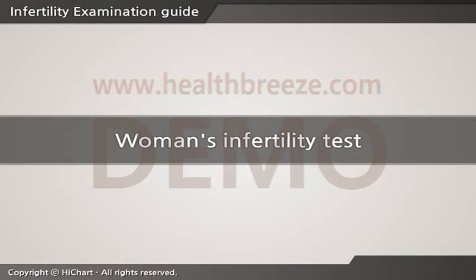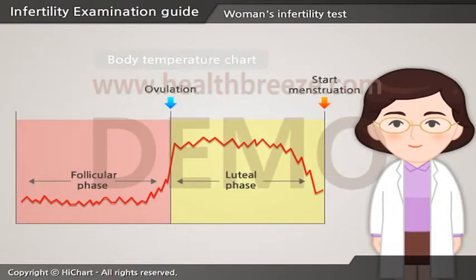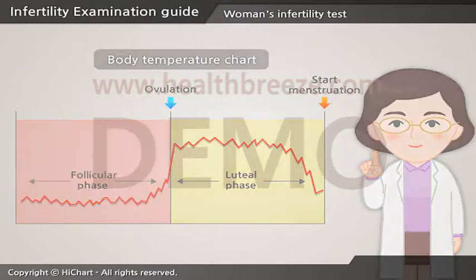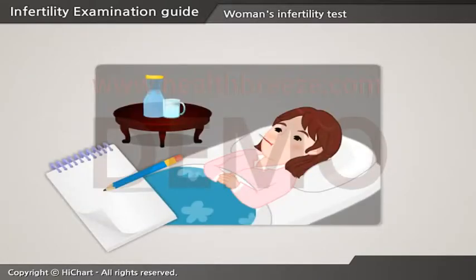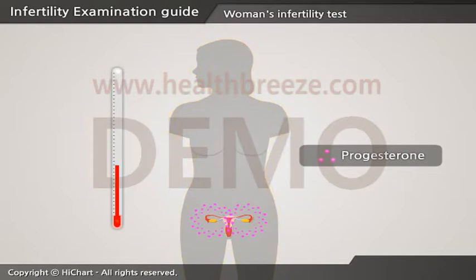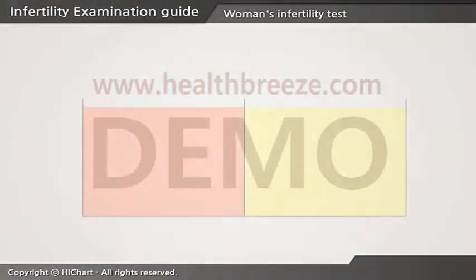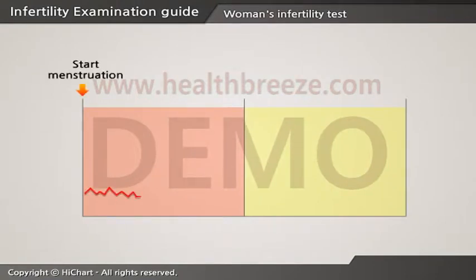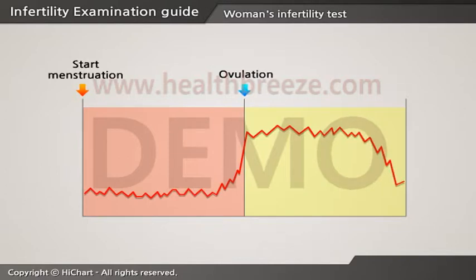Women's infertility test. Infertility tests and treatment are usually carried out based on the woman's menstruation cycle, so a basal body temperature chart should be written. Basal body temperature should be measured every day by mouth, right after waking up from sleep. After ovulation, progesterone secreted from the corpus luteum increases body temperature. Filling out the body temperature chart starting from the first day of the menstruation cycle will give the date of ovulation and also give information on whether the menstruation cycle remains normal or not.